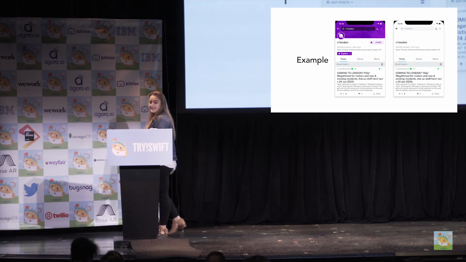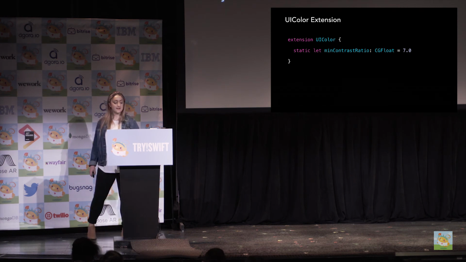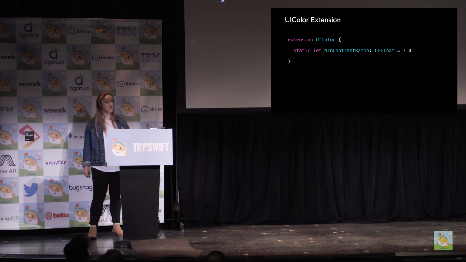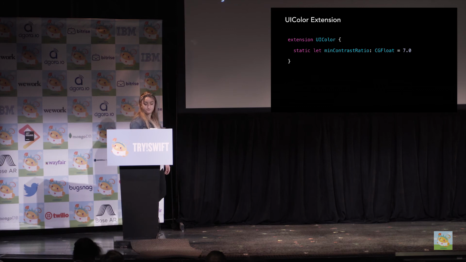Well, here's what I did to solve this problem. We're going to start by extending UIColor. Let's set our static variable for the minimum contrast ratio. I'm going to set it to 7 because that's what Apple recommends.